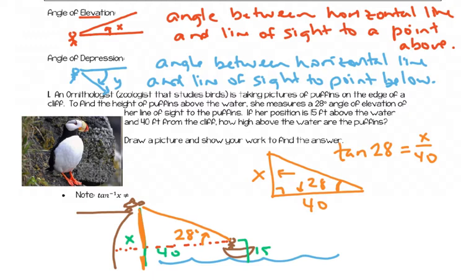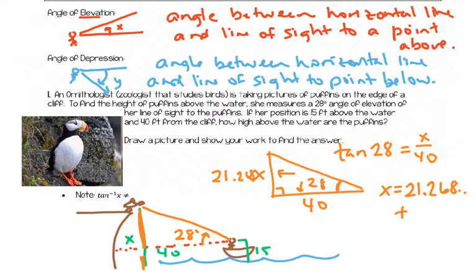Now on a test or a quiz, I'm not going to be able to say that over and over to you, but you better remember to do that, because if you're in radian mode, you're going to get a very different answer. When you multiply both sides by 40, you're going to have 40 times tangent of 28, and so x is going to equal 21.26837, some other stuff. So that's how high this is, 21.268.